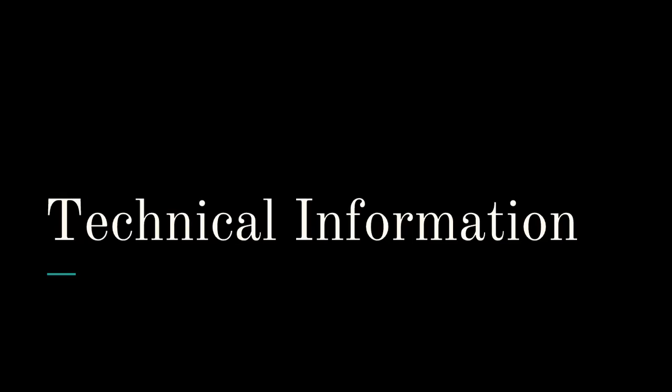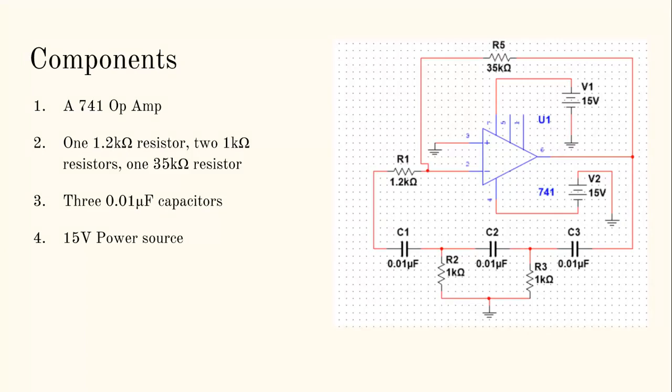So now that you have some idea of what an oscillator is, let's get a little technical. These are the components for the oscillator that we are making. It consists of a 741 op amp, one 1.2 kilo ohm resistor, two 1 kilo ohm resistors, and one 35 kilo ohm resistor. It also includes three 0.01 microfarad capacitors and a 15 volt power source in order to power the op amp.